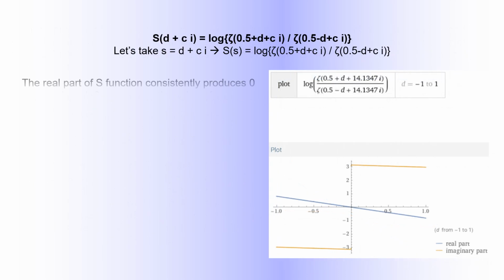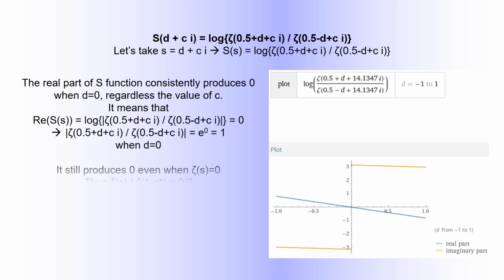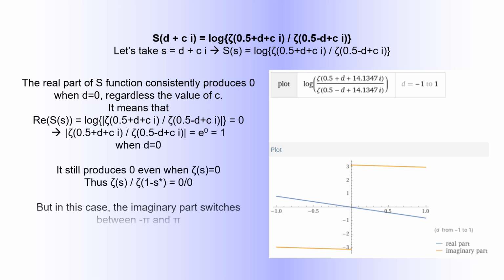The real part of S function consistently produces 0 when d equals 0, regardless the value of c. It still produces 0 even when zeta of s equals 0. But in this case, the imaginary part switches between negative pi and pi. It implies first derivative of zeta of s divided by first derivative of zeta of 1 minus s conjugate equals negative 1.